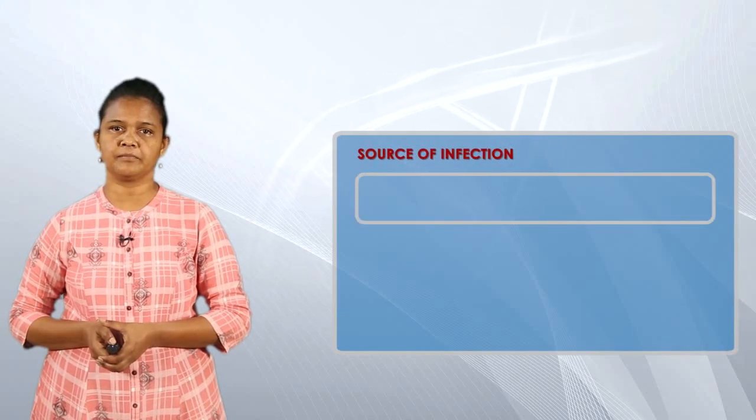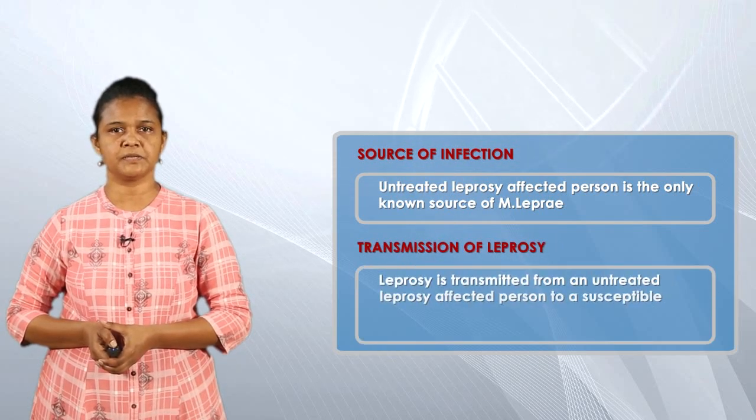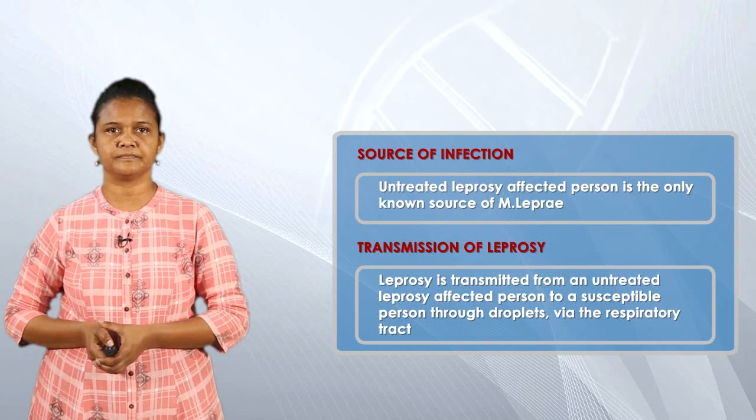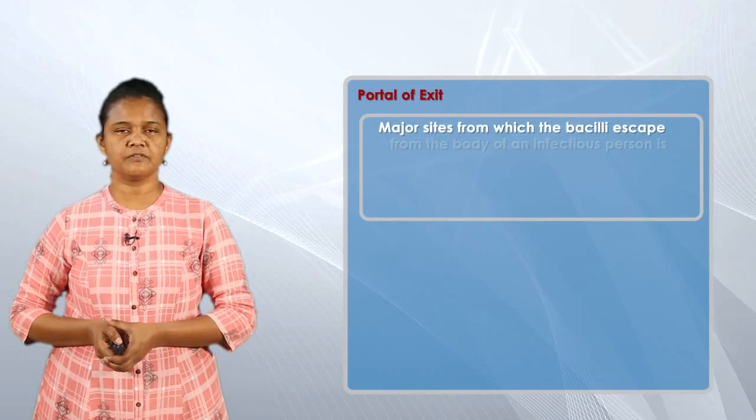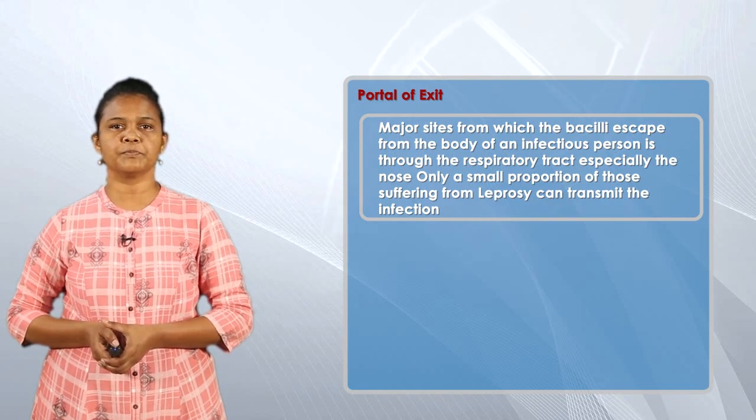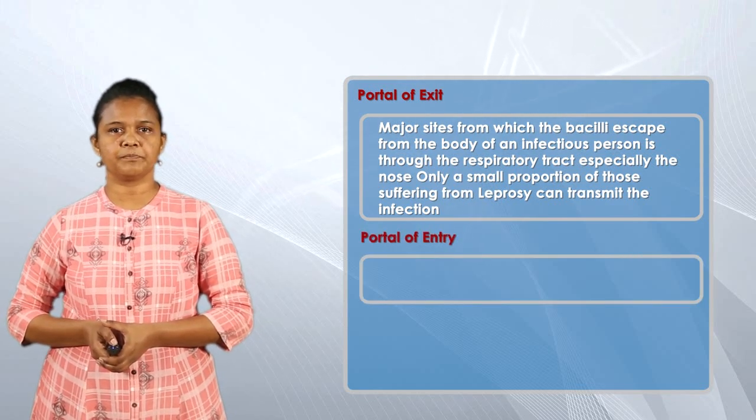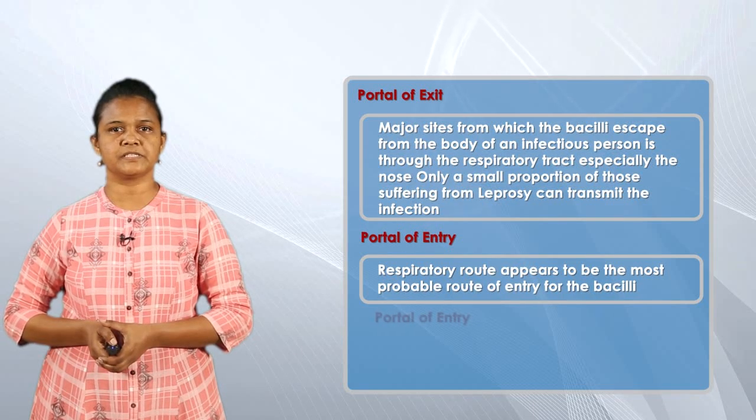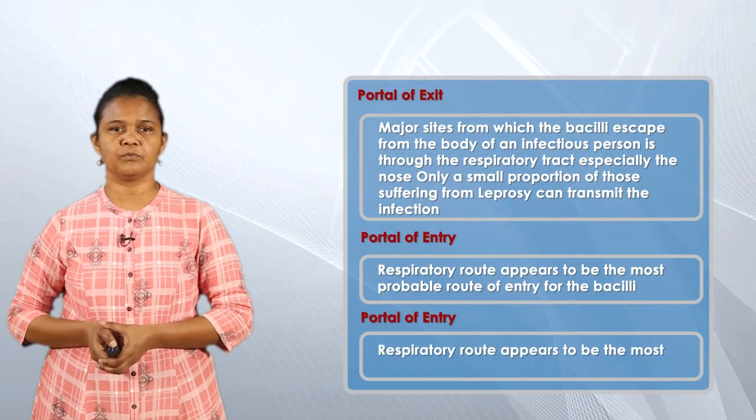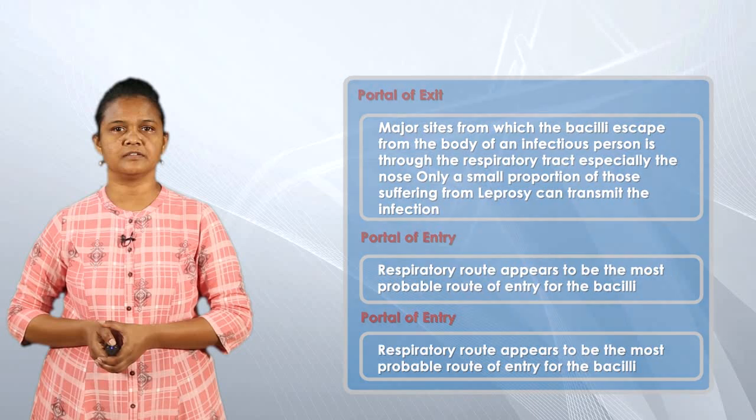The untreated leprosy affected person is the only known source of M. leprae. Leprosy is transmitted from an untreated leprosy affected person to a susceptible person via the respiratory tract. Major sites from which the bacilli escape from the body of an infectious person are the respiratory tract, especially the nose. Only a small proportion of those suffering from leprosy can transmit the disease. The respiratory route appears to be the portal of entry for the leprosy bacilli. The incubation period varies from a few weeks to as long as 20 years, the average duration being 5 to 7 years.